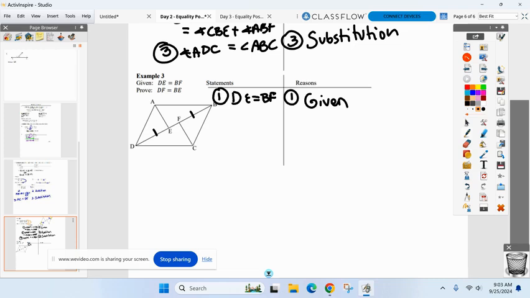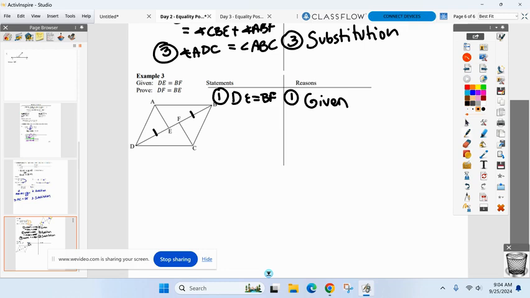Ooh, all right. Here we go. A little bit different. Look at the proof statement. I need to somehow show why DF and BE are going to be equal. Okay, somehow I need to get to DF and BE being equal. All right, question for everybody. In the givens, I had DE, but in the proof, I need to go to DF.